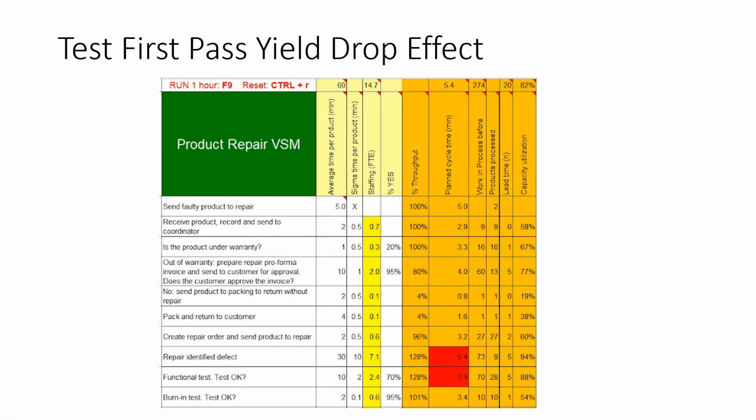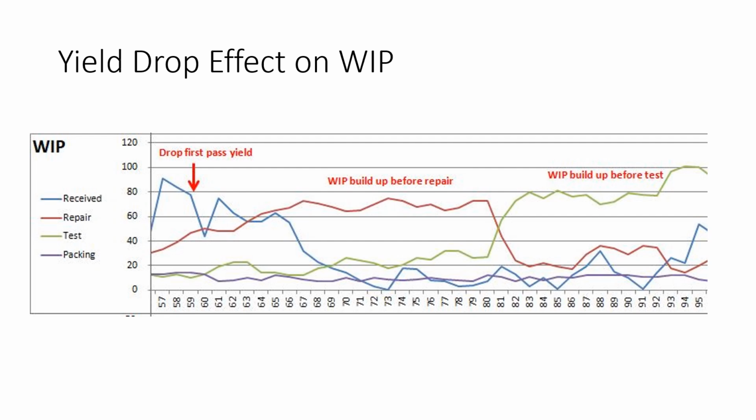We want to know the effect of a drop in test first pass yield from the planned figure of 80% to 70%. The first thing we notice is a red alert in the repair and test cycle times. They are now above the takt time, defined by the average inter-arrival time in K3. This means these operations have become the bottleneck for the total value stream. Looking at the evolution, we see a WIP build up first in repair and later in test.